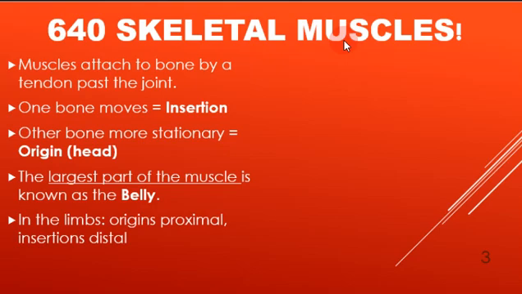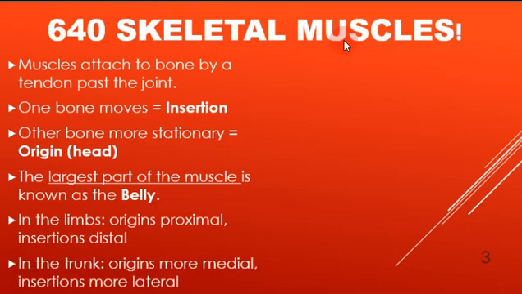All right. In the limbs, arms and legs, the origins are more proximal. Do you remember what proximal means? We learned our little anatomical words. Remember proximity? Those are the ones closer in. And the origins are more proximal. The insertions are more distal. That's the easy one. Distal, distant. Okay, so remember that? The more distant ones. And then in the trunk, the origins are more medial, toward the middle, and the insertions are more lateral, toward the sides. Just talking about what bone they're attached to. Okay, it gets a little complex there.